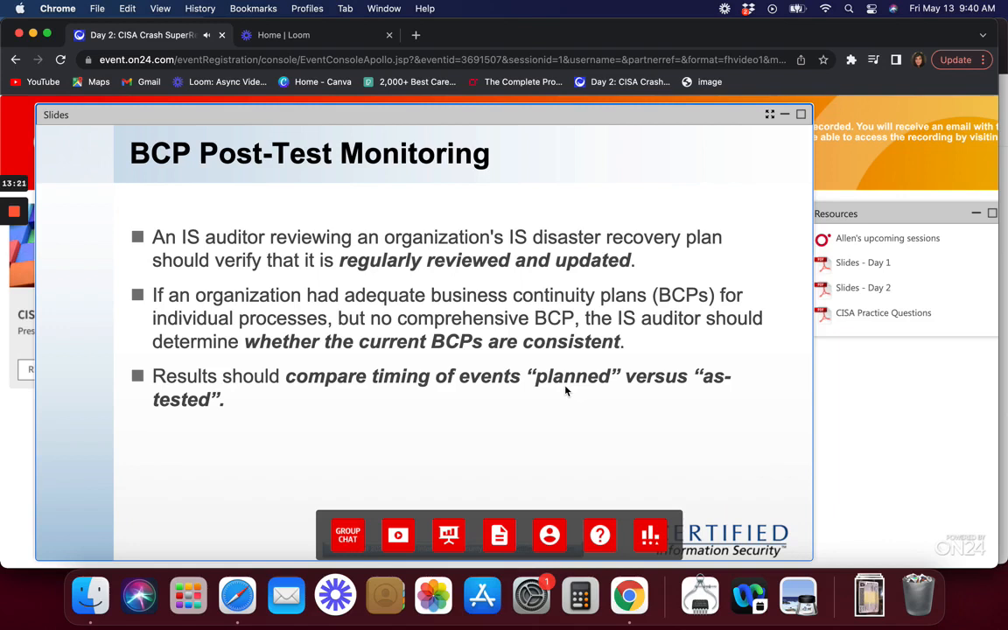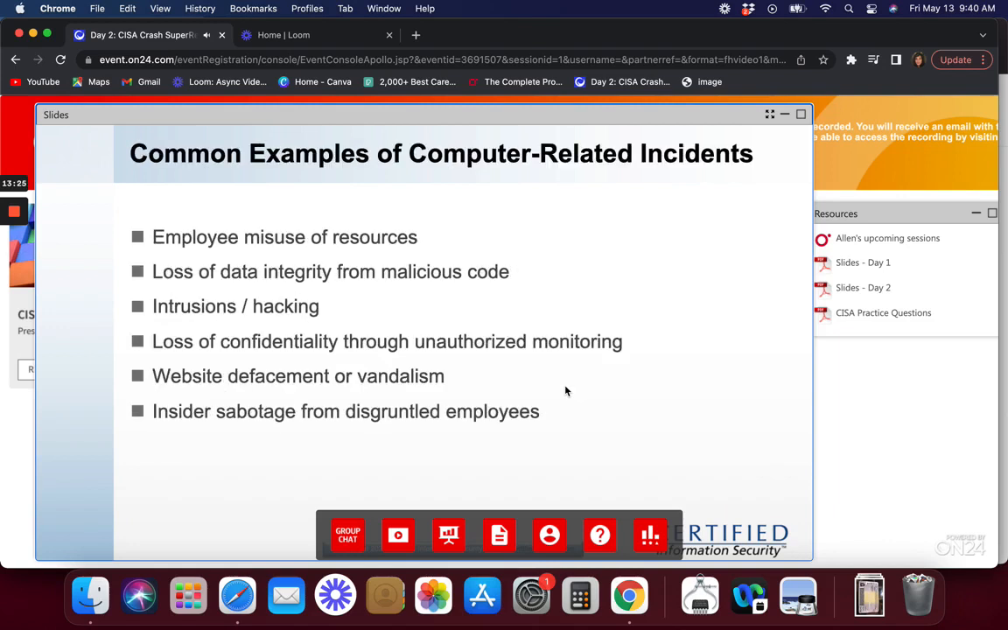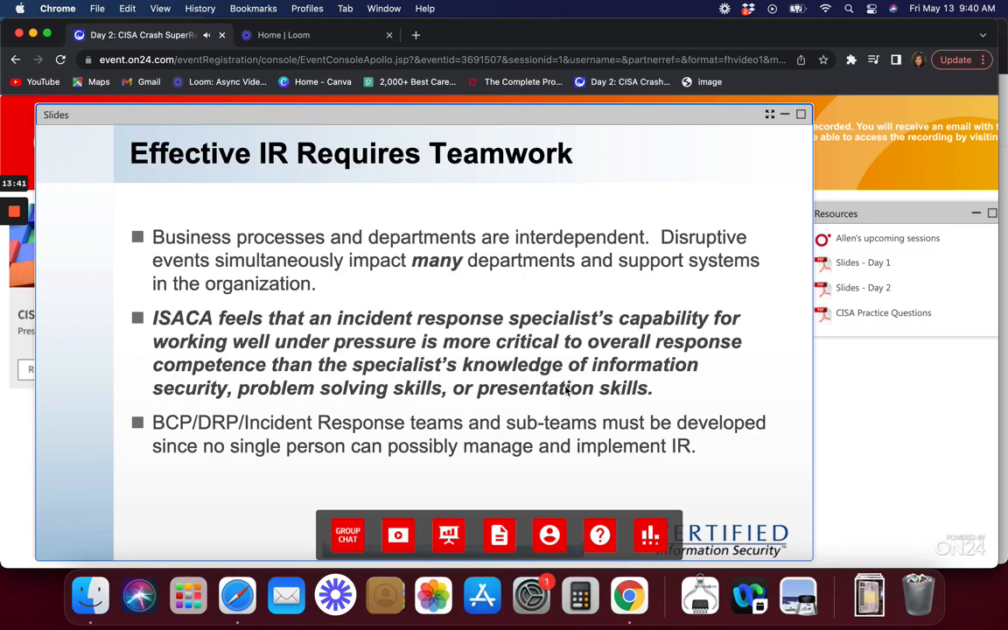Again, BCP post-test monitoring, making sure that you compare the timing of your events planned versus as tested and so forth. Again, typical computer-related incidents. This is just listed for your general FYI. We can have incidents related to security issues, misuse of resources, loss of integrity from malicious code, viruses, and the like. Effective incident response requires teamwork.